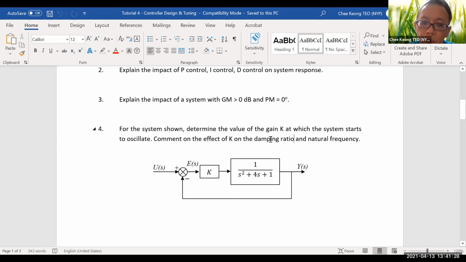Damping ratio is the zeta. Natural frequency is your omega n. So basically, those are the few things. Now let's go to the whiteboard and solve this question.